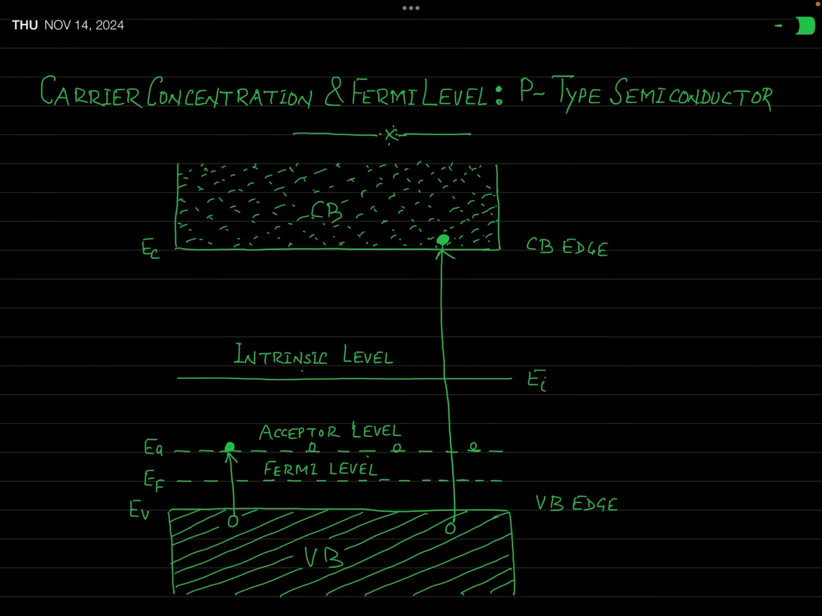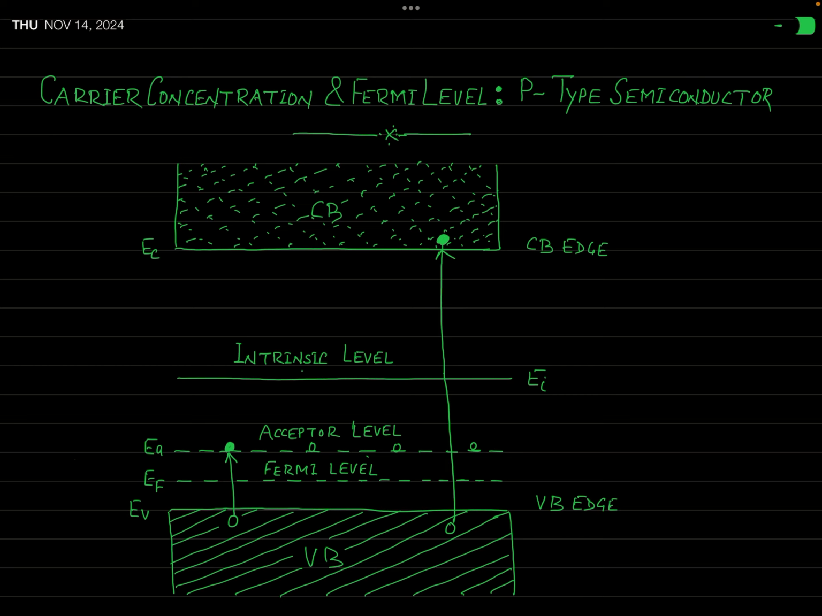In the previous lecture, we have discussed in detail the carrier concentration and Fermi level in N-type semiconductor. And today, the same problem is to be dealt for P-type semiconductor. So you can see, I have shown here in this figure the energy level diagram for the P-type semiconductor.